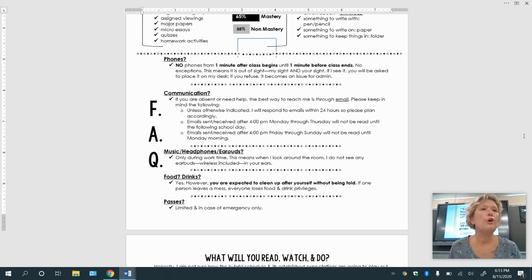So, phones. No phones from 1 minute after class begins until 1 minute before class ends. There are no exceptions to this. This means it's out of my sight, and out of your sight. Okay? So stop with this down here or in your lap, because isn't that weird? Just looking at the top of my head while I read one of my texts. So out of sight, in a bag.